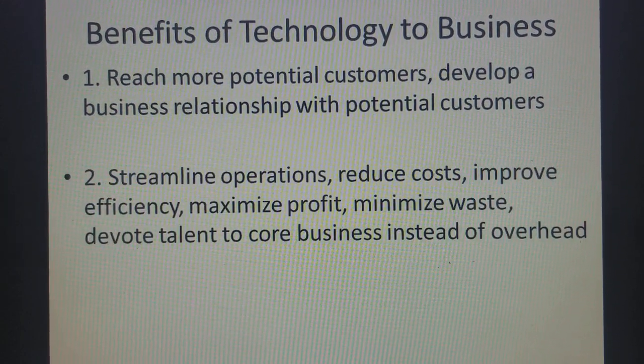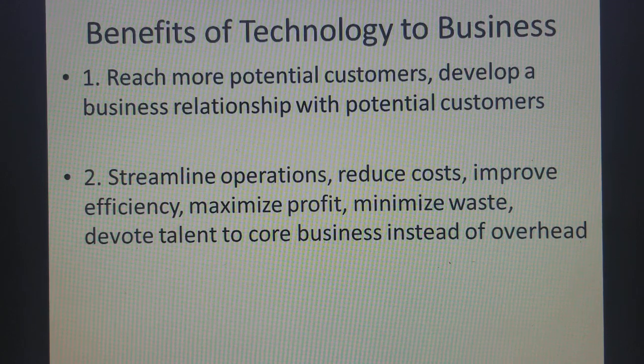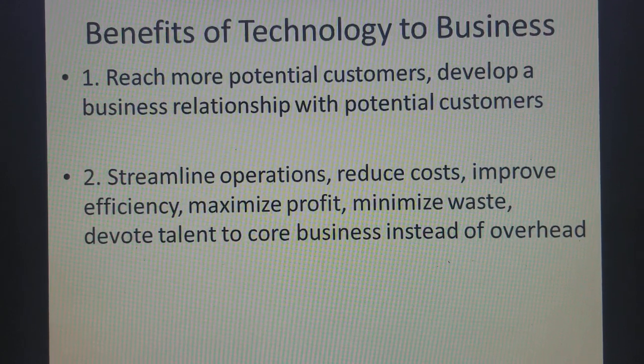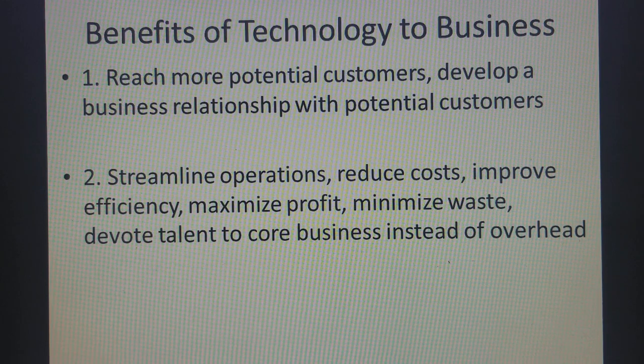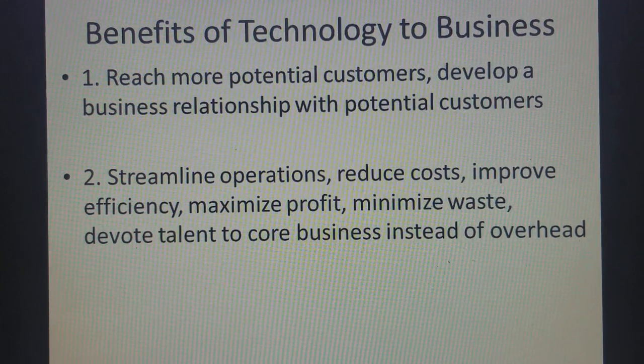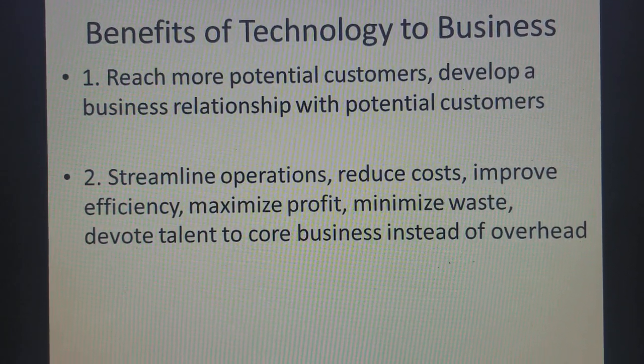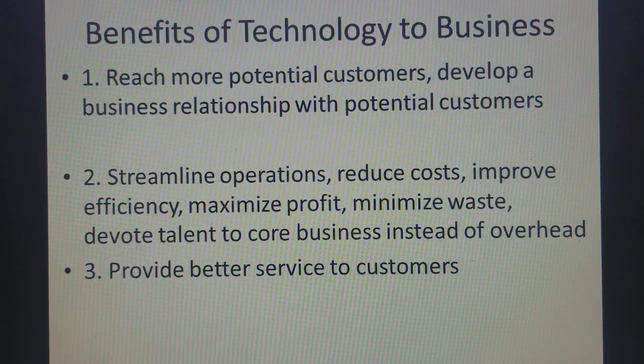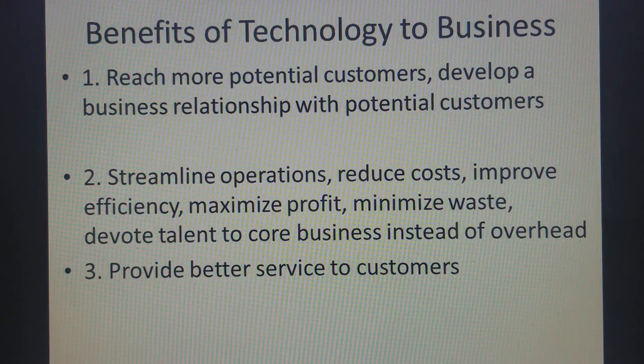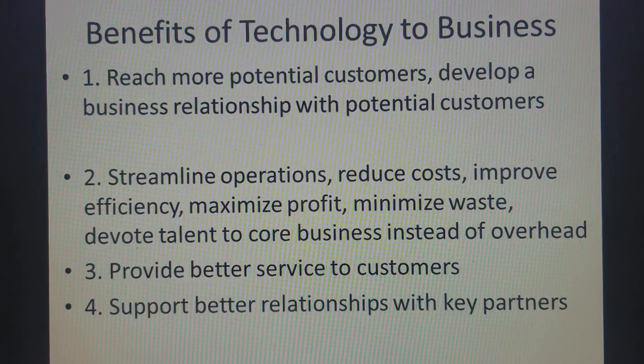Two, streamline. The technology streamlines operations and it reduces cost, improves efficiency, and gives an opportunity to maximize profit as well as minimize waste. You can better allocate your talents in your organization. You can devote talent to core businesses instead of areas that give you unnecessary overhead. It can provide better service to the consumers. Yes, the technology allows you to provide better service to the consumers or the customers.